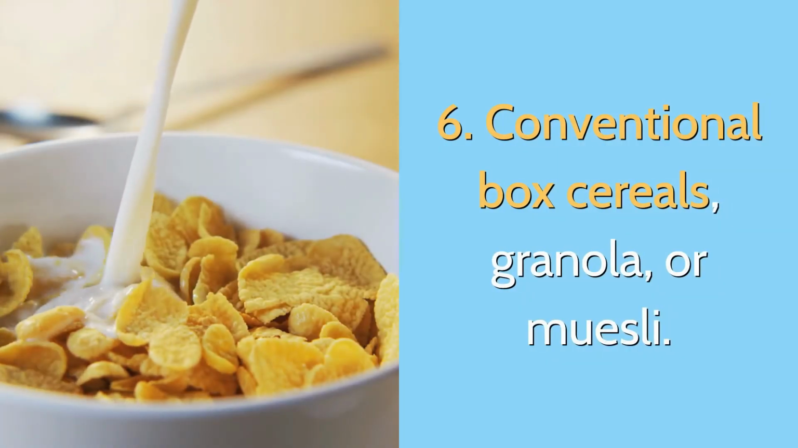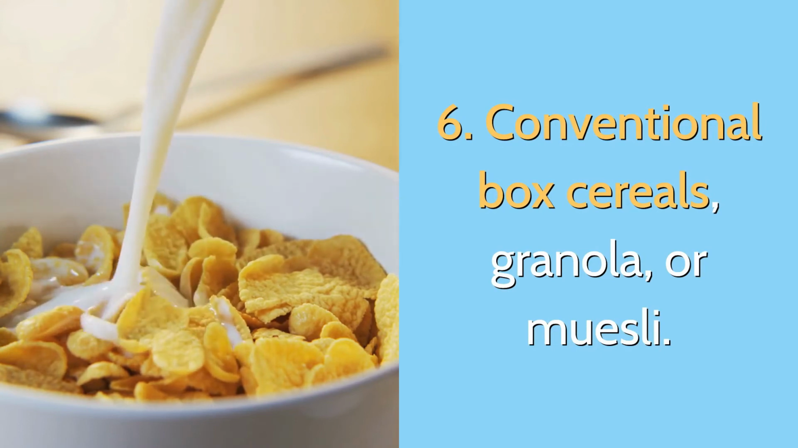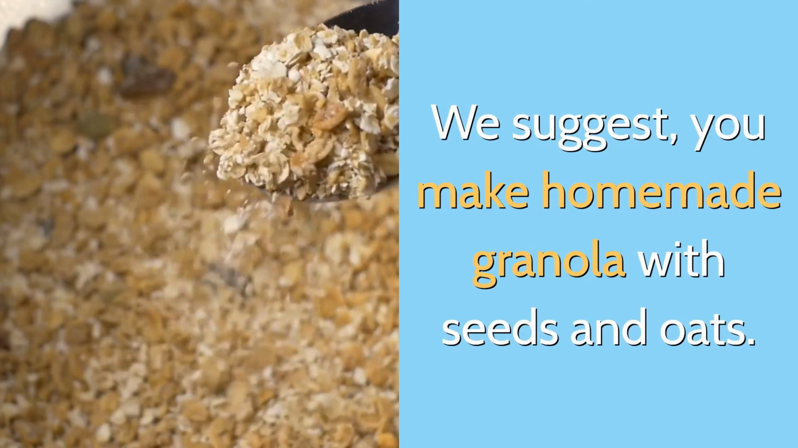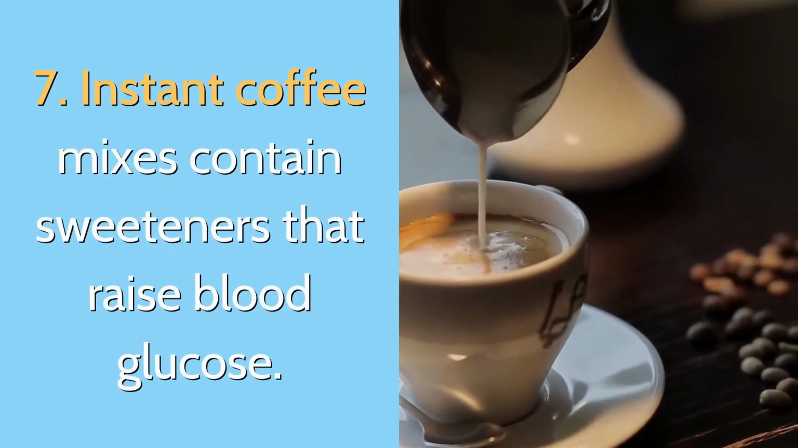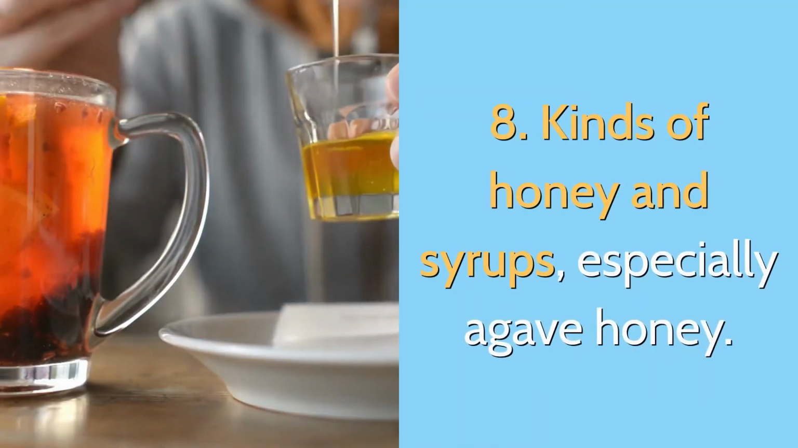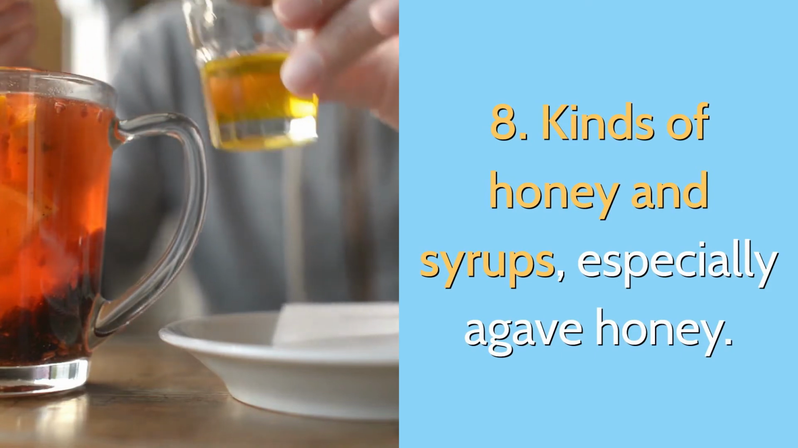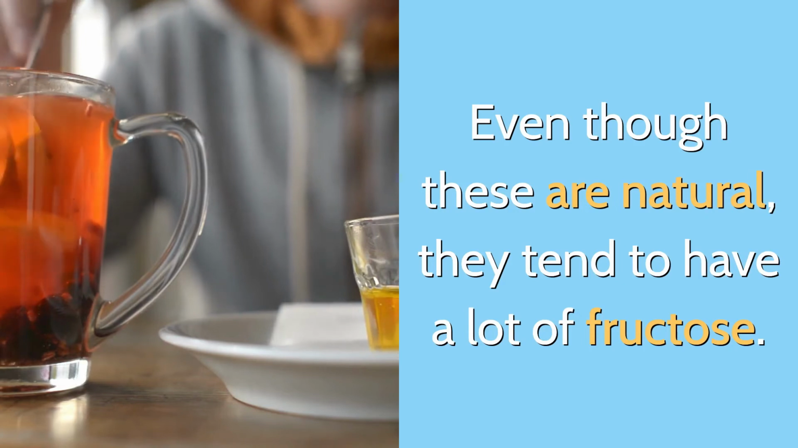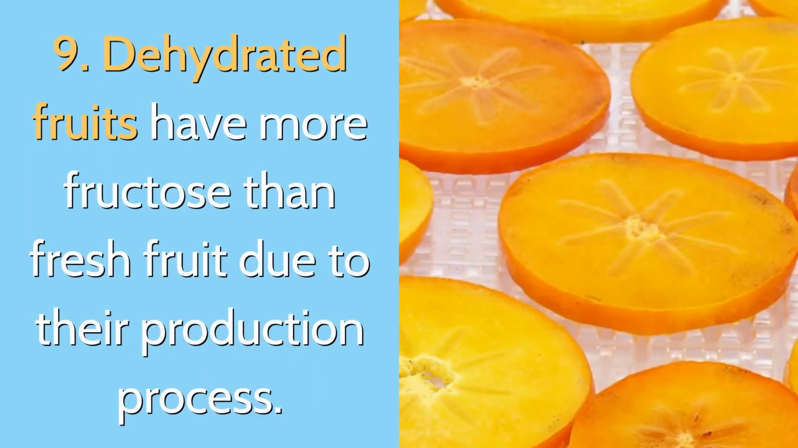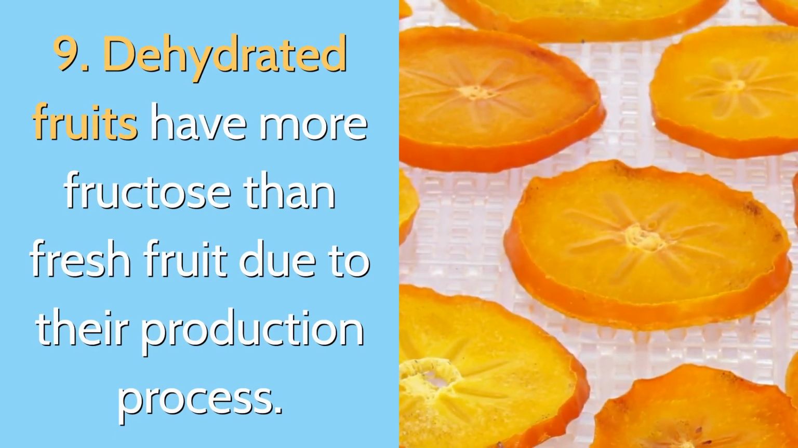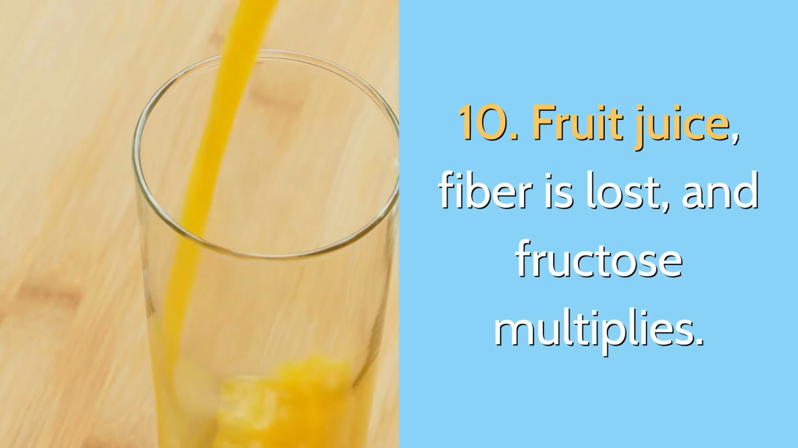6. Conventional box cereals, granola, or muesli. We suggest you make homemade granola with seeds and oats. 7. Instant coffee mixes contain sweeteners that raise blood glucose. 8. Kinds of honey and syrups, especially agave honey. Even though these are natural, they tend to have a lot of fructose. 9. Dehydrated fruits have more fructose than fresh fruit due to their production process. 10. Fruit juice, fiber is lost, and fructose multiplies.